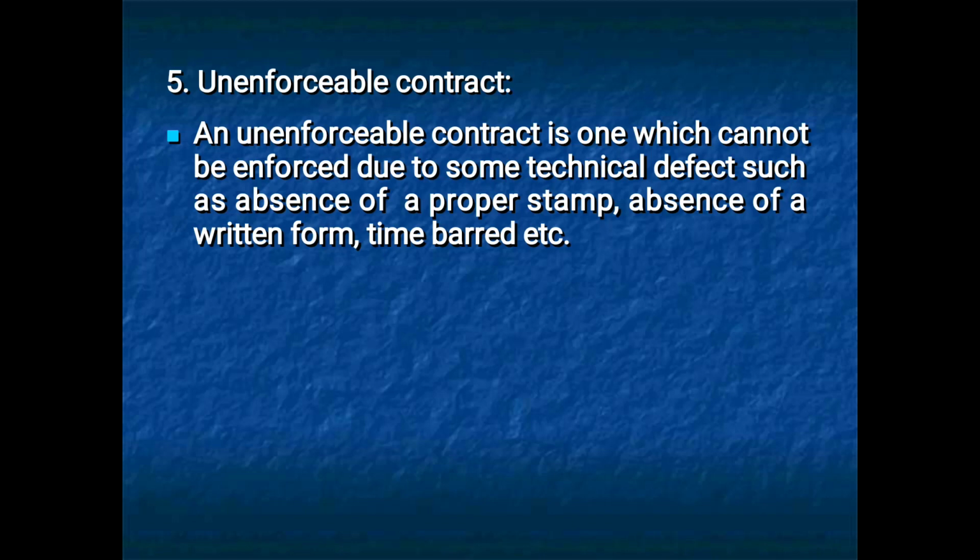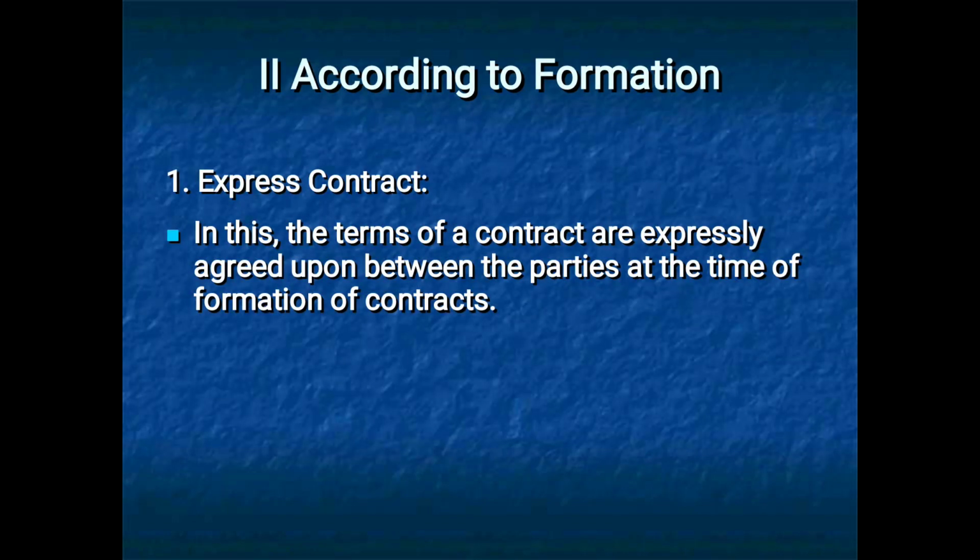After rectifying all these mistakes, like paying the stamp duty, signing the documents or changing the policies, the contracts may later be enforceable by law. So at the time of default, the contracts are unenforceable. After rectifying mistakes, they can be enforceable by law. Second major aspect is on the basis of formation. Here the contracts are classified into express contract, implied contract and quasi contract.